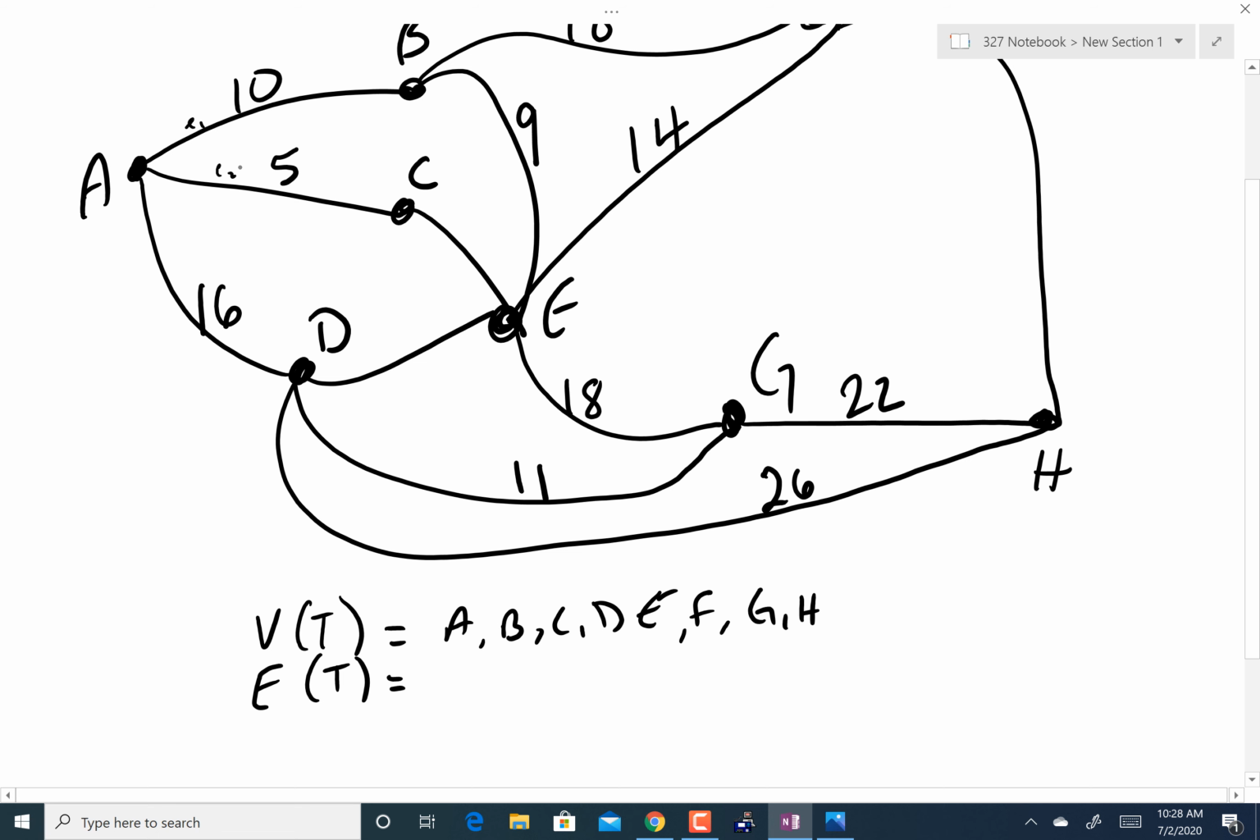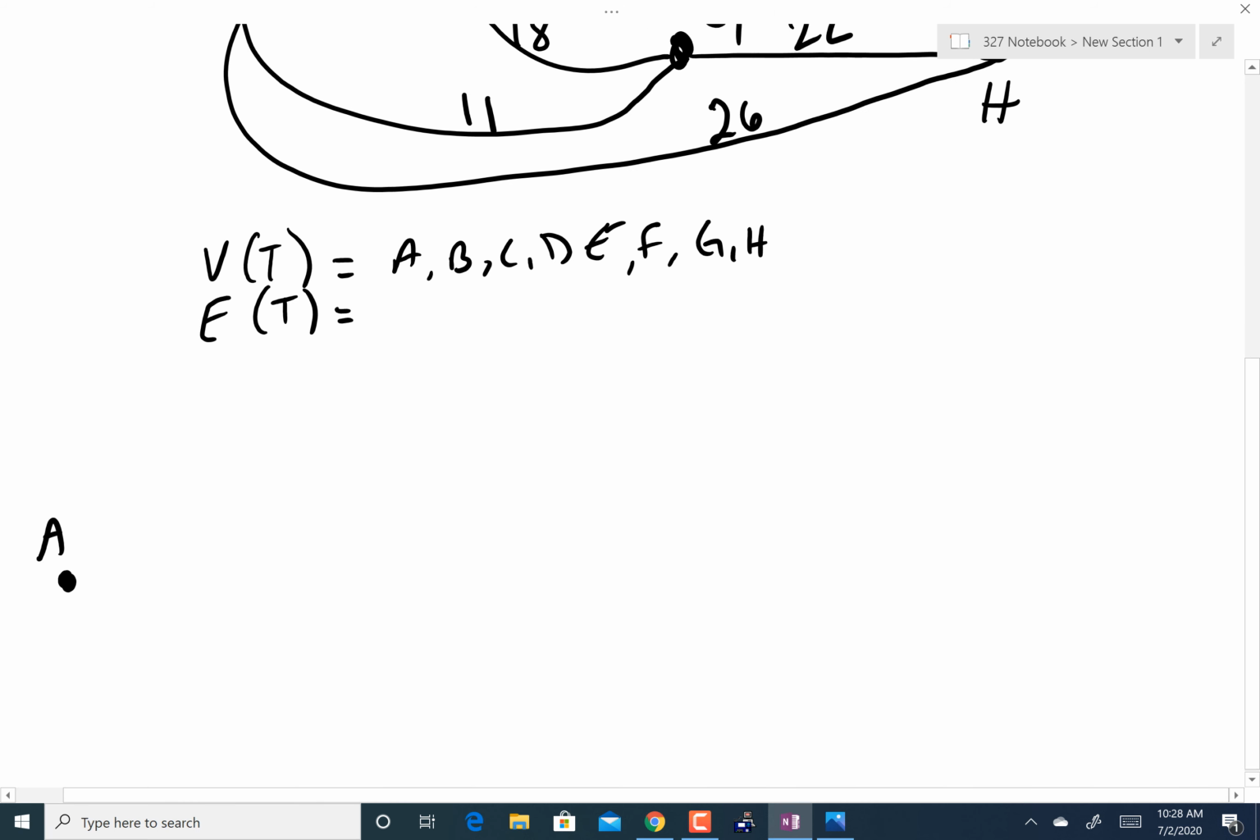Or you could define them by where they go to. We have an A to B, a B to C, or A to C, and so on and so forth. Those are what our E of T's are.